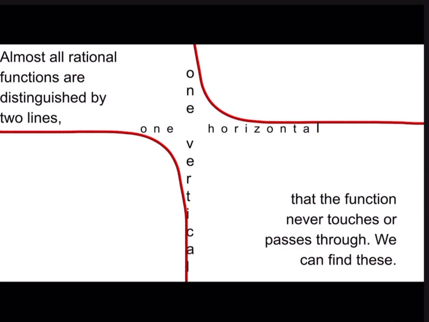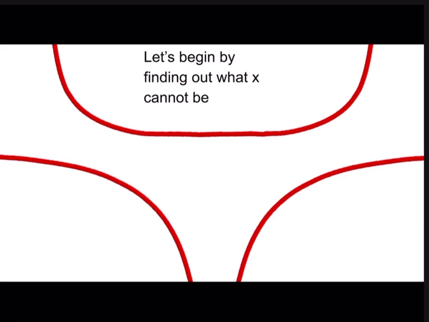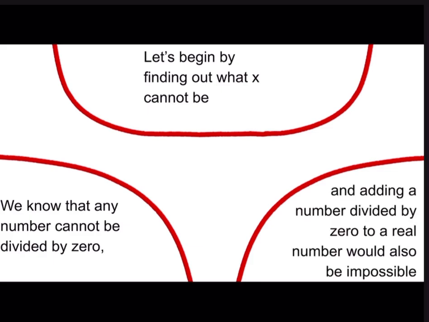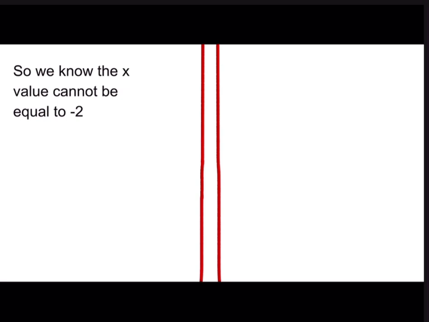We can find these. Let's begin by finding out what x cannot be. We know that any number cannot be divided by 0, and adding a number divided by 0 to a real number would also be impossible. So what satisfies x plus 2 equals 0? X equals negative 2. So we know the x value cannot be equal to negative 2.